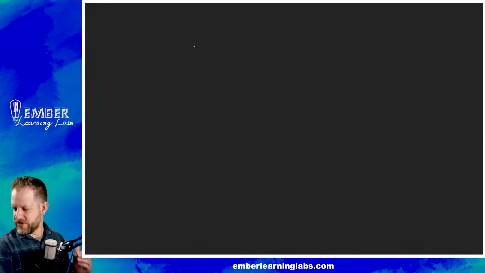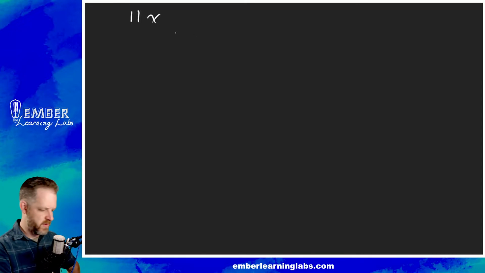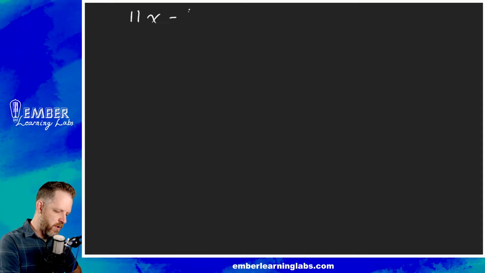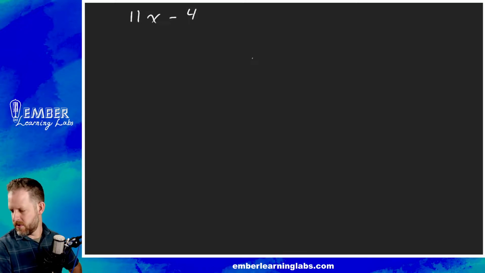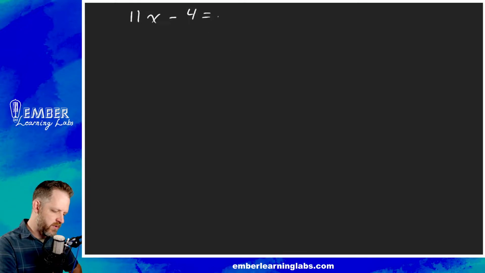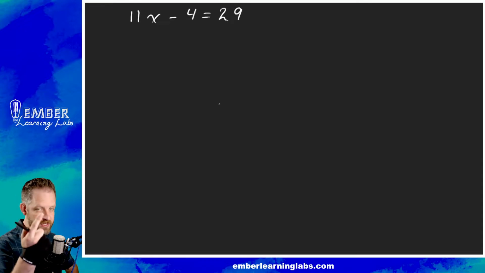All right. So, let's start with the example 11x minus 4 equals 29. So we look at what's attached, how it's attached, and we do the opposite to get rid of it.